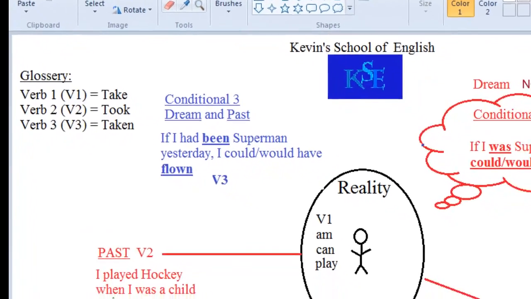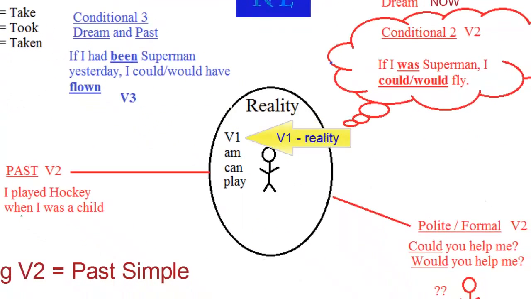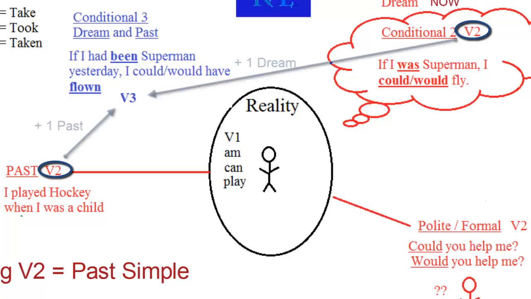Well, inside our reality we have verb 1, right? We have the number 1. When we want to talk about the past or a dream, we add another number and we make it verb 2, like I have showed you. But if we want to talk about the past and a dream at the same time outside our bubble, like conditional 3, then we need to take 2 numbers at the same time. One number for the past, and then we take another number for a dream, and now we have the total number of 3, verb 3. This is why we have verb 3 in conditional 3 sentences.